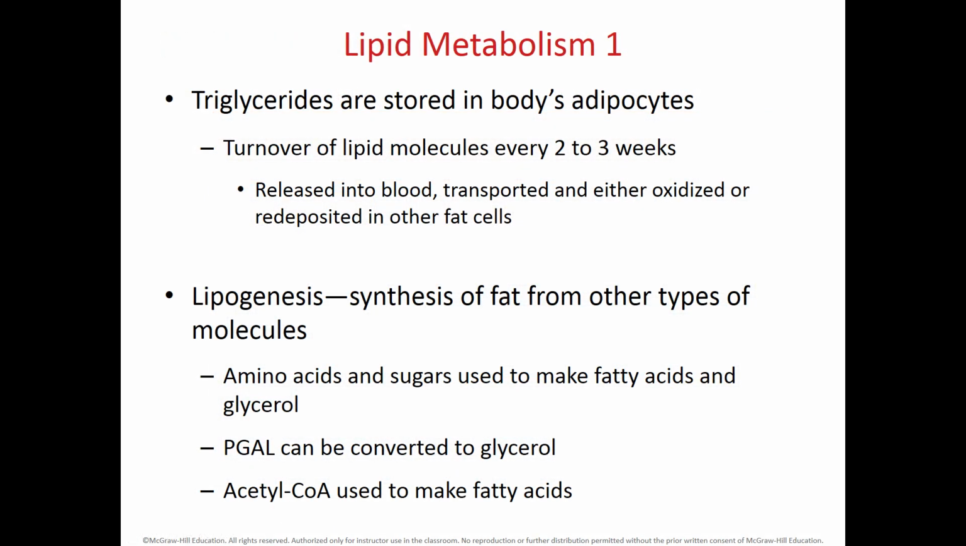Now for lipid metabolism. So triglycerides will be the stored form of lipids in our body, and our lipids are not static. We have this changing or transformation of lipids every 2 to 3 weeks. And these lipids are released into the bloodstream, and then they can be either oxidized or deposited into other fat cells. And then whenever we are making fat from other types of molecules that are not the ones that we ingest, it's called lipogenesis. So amino acids and sugars can be converted into fatty acids and glycerol, so you can form triglycerides. And phosphoglyceraldehyde out of the glycolytic cycle can be converted into glycerol, and acetyl-CoA can be used to make fatty acids.